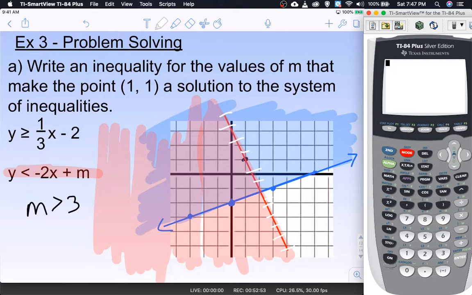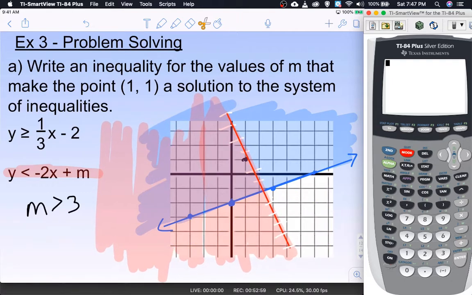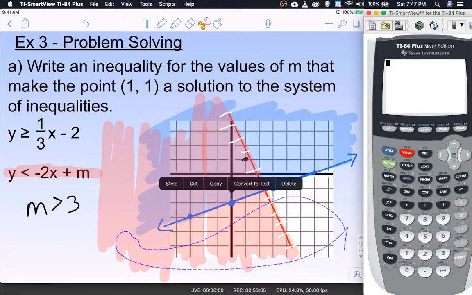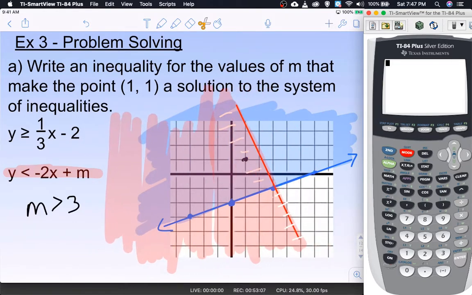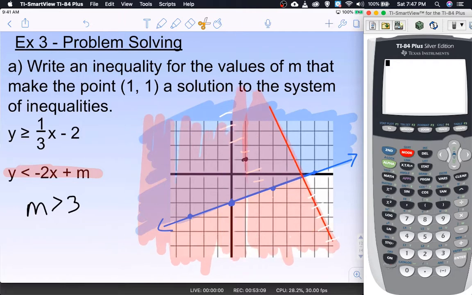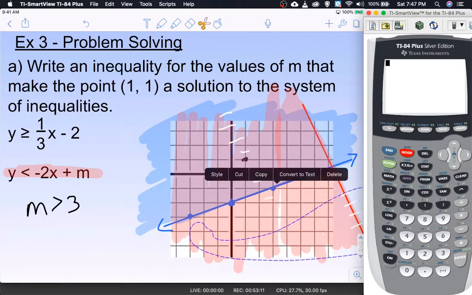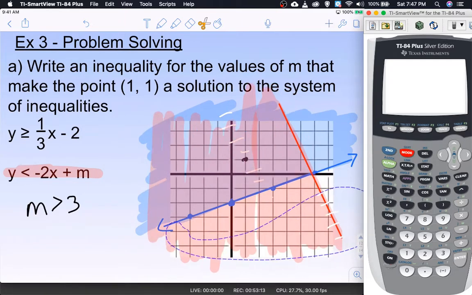Nope. So it's only when my line is greater than 3, has to be bigger than 3, that it's a solution. Anything over here, it could be 4, 5, 6, 7, 8, 9, 37. The dot will be in the shaded region of both.